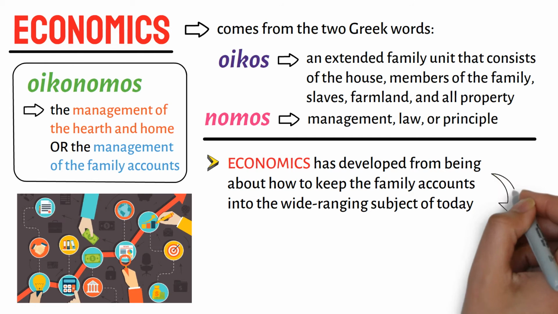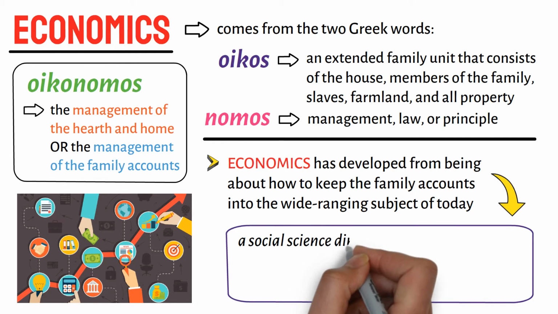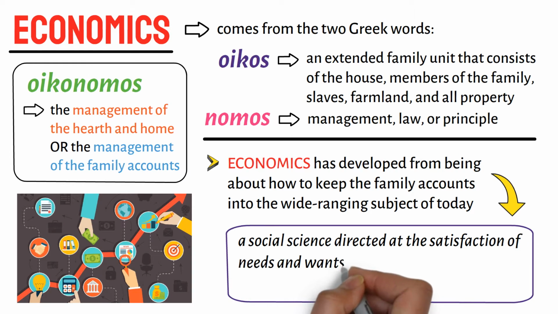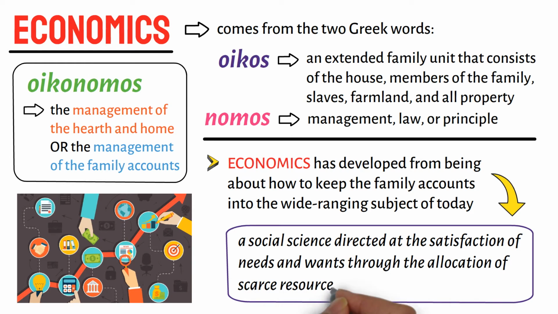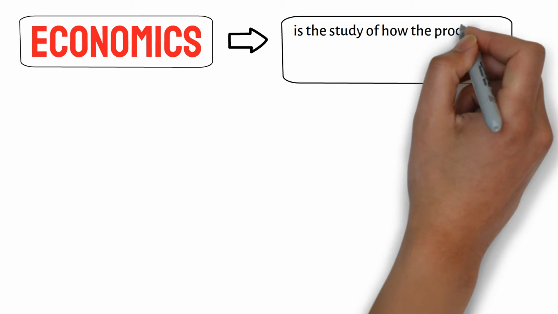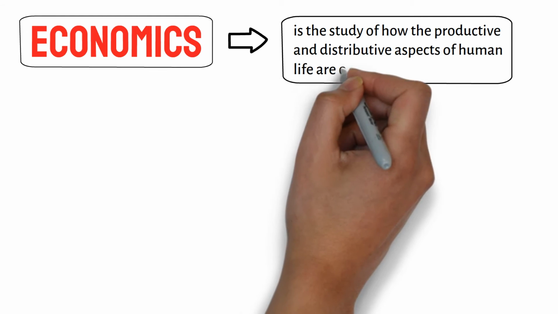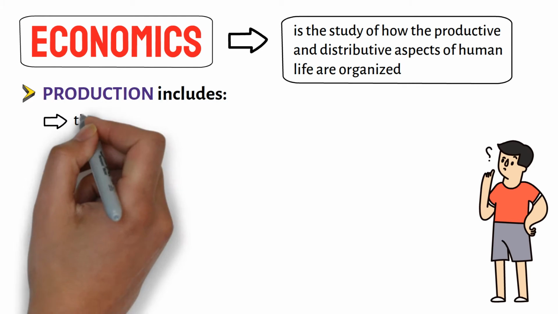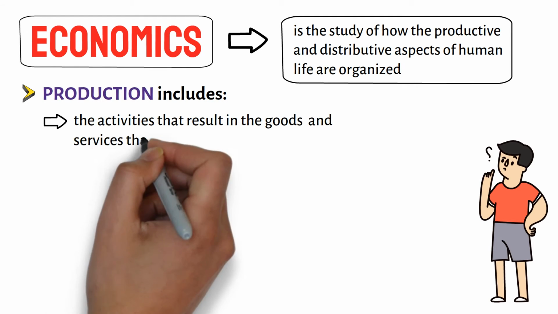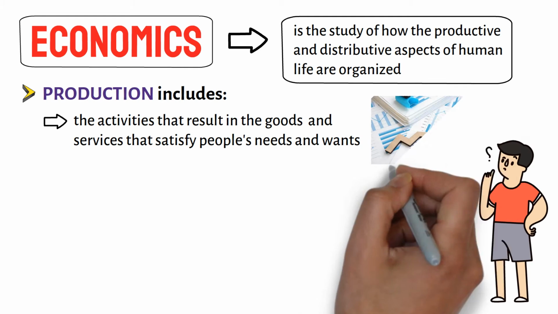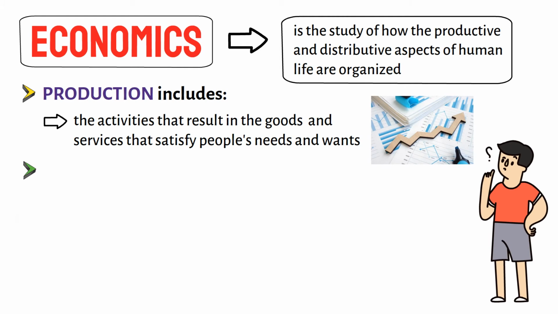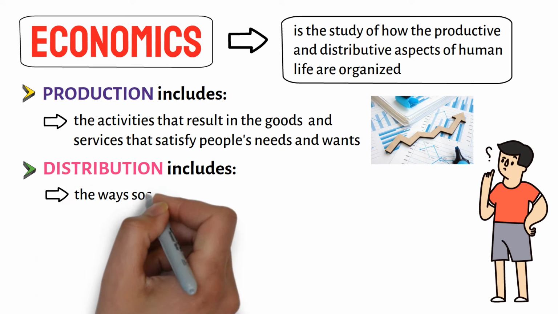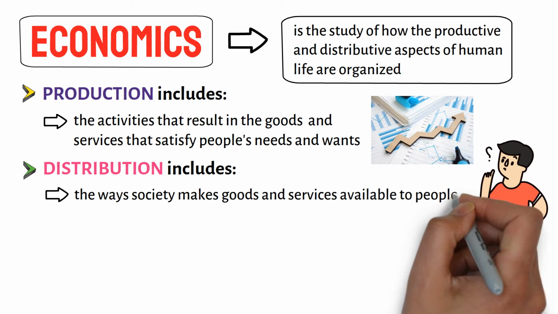Today, economics is formally defined as a social science directed at the satisfaction of needs and wants through the allocation of scarce resources, which have alternative uses. Put differently, economics is the study of how the productive and distributive aspects of human life are organized. On the one hand, production includes the activities that result in the goods and services that satisfy people's needs and wants. On the other, distribution includes the ways society makes goods and services available to people.